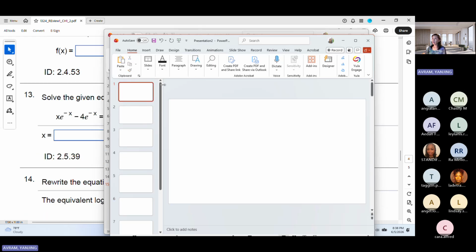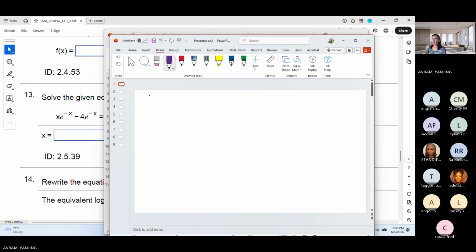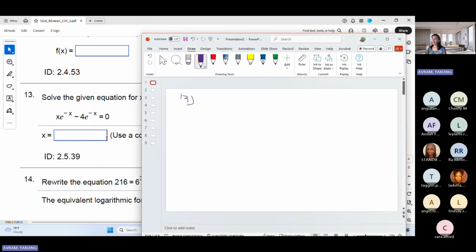Okay, so number 13 here, you can factor it out. Look at it. You can factor this one out, right? You have an e to the negative x, so you can just pull this whole thing out. So you're going to have x minus 4 equal to 0. All right. So one thing you need to know here is e to the negative x never goes to 0. This is called an exponential equation.